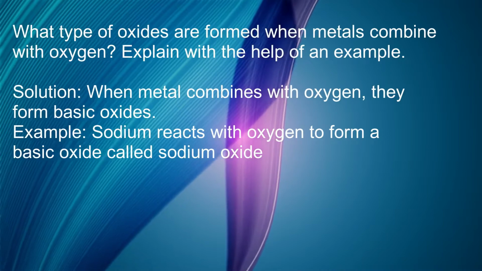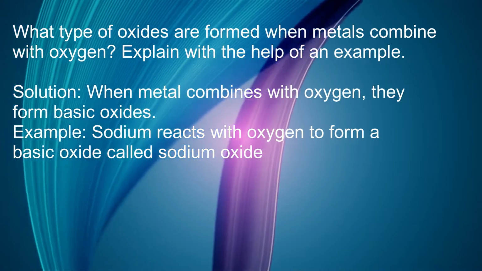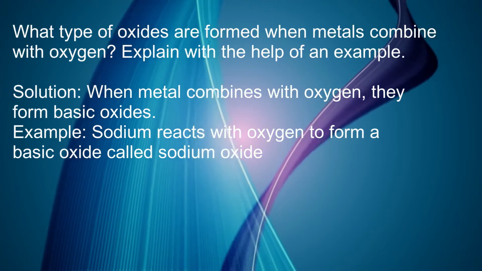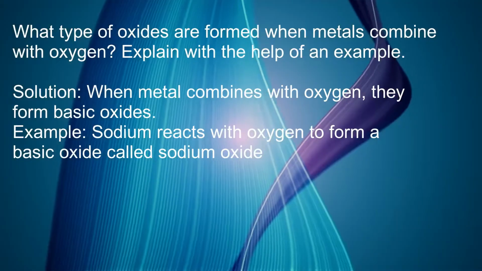What type of oxides are formed when metals combine with oxygen? Explain with the help of an example. Solution: When metals combine with oxygen, they form basic oxides.